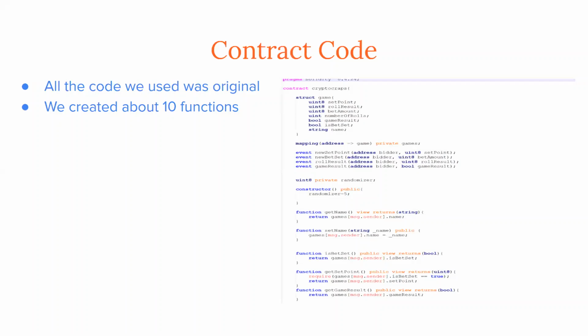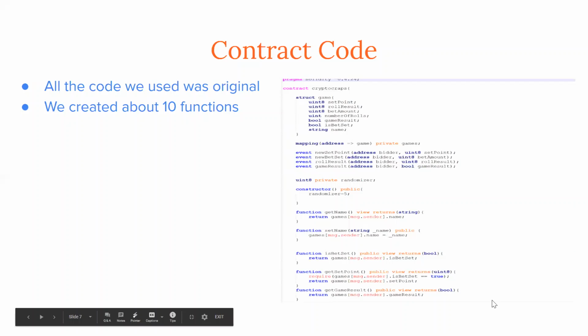All right, and for the contract code, all the code we used was original, and we had about 10 functions. This is a little screenshot showing the contract. We have a structure which holds the information for game variables that need to be kept track of. And you see a couple of our getter and setter functions down here as well.